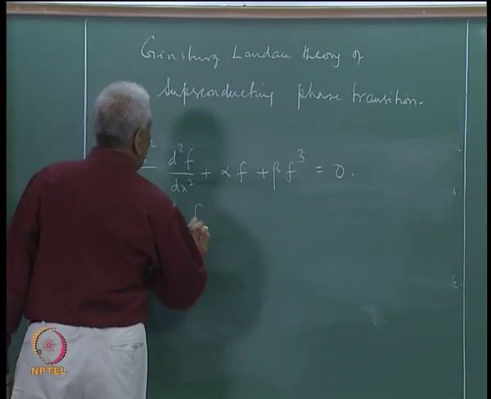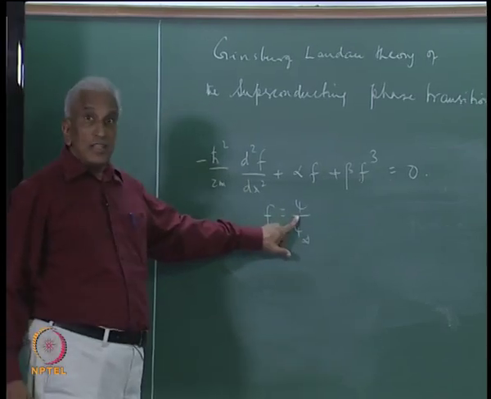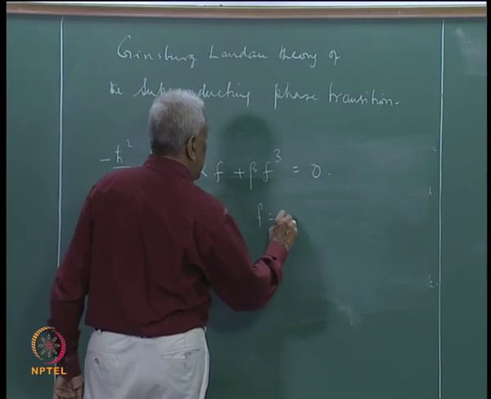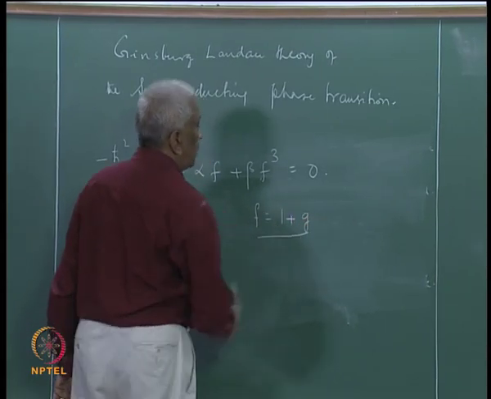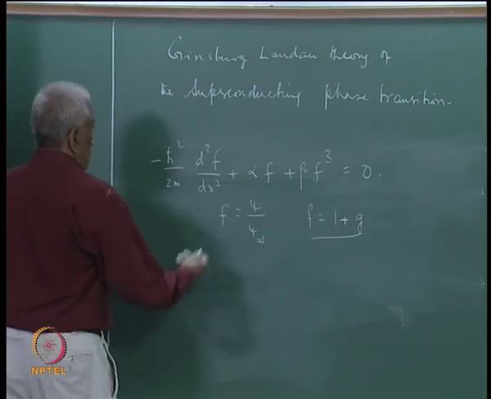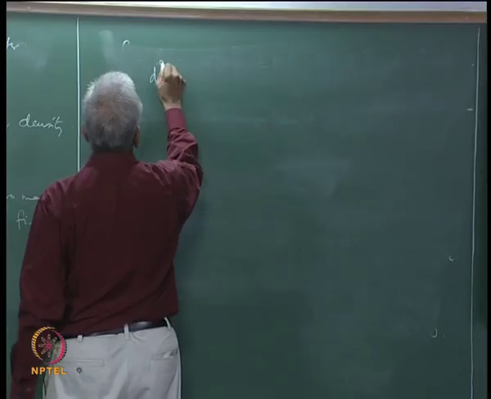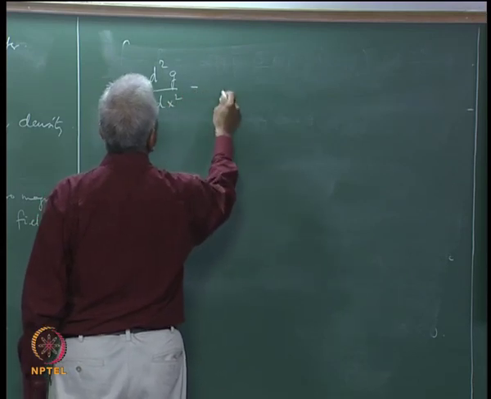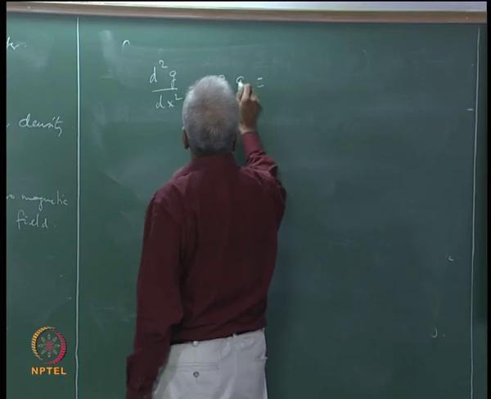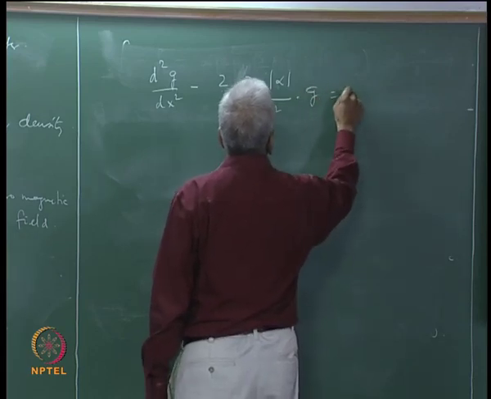Therefore, now let us say f is really psi by psi infinity. So, deep within the superconductor this will become f equal to 1. So, let us say f at the interface is something like 1 plus g, where g is small compared to unity. So, that g is a measure of the order. So, in terms of g we get an equation for g, of the form d square g by dx square minus 2 times 2m mod alpha by h cross square g equals 0.